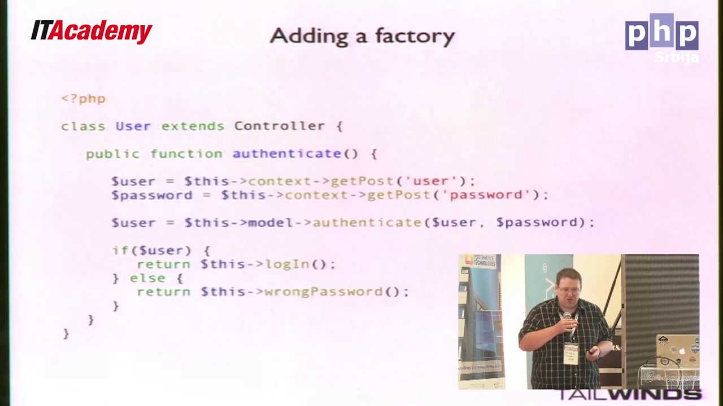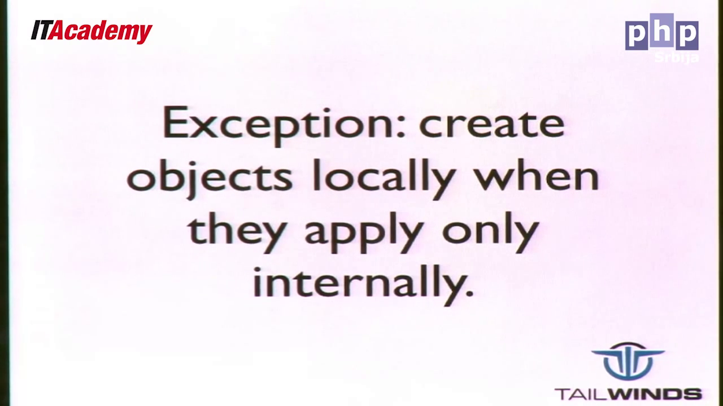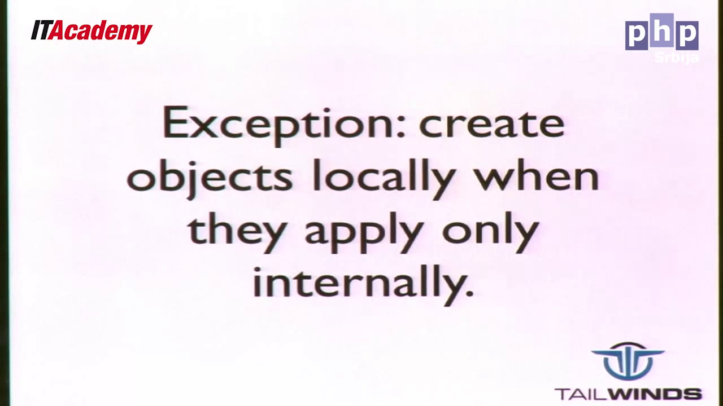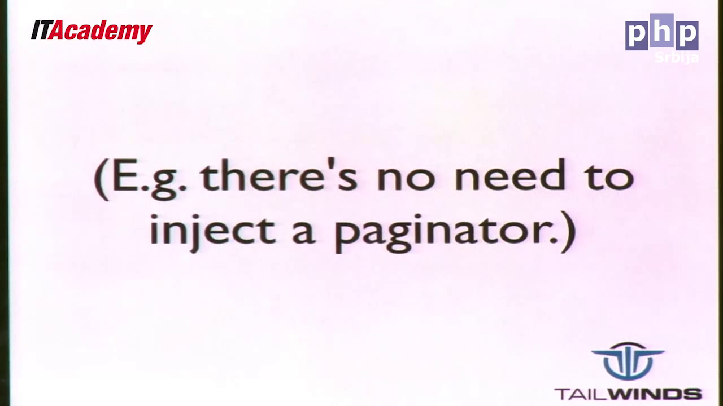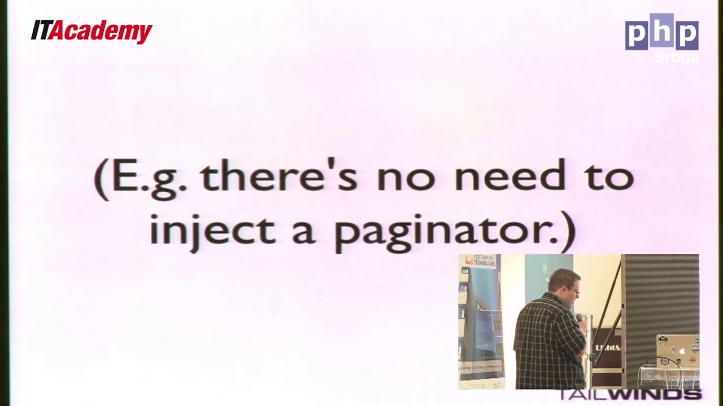Now, I make some exceptions to this. I will create objects locally if I need them. So DateTime, for example, I would generally create locally. This is where we disagree. And for me, there's no need to inject a paginator. Your mileage may vary. You may run into some problems with this approach, but for me, this has worked, and that's my exception to the rule. So even though I would generally inject everything, there may be some cases when I don't do that, but they're very few and far between.